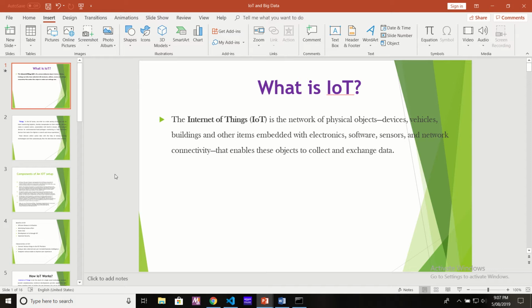We'll be talking about Internet of Things and machine learning. So, Internet of Things. What is Internet of Things? Internet of Things is a network of physical objects, devices, vehicles, and buildings and other items embedded with electronic software, sensors, and network connectivity that enables these objects to collect and exchange data. So basically, any smart device, any sensor, which is connected to the internet. They exchange data perhaps on a real time basis, and it performs specific functions.